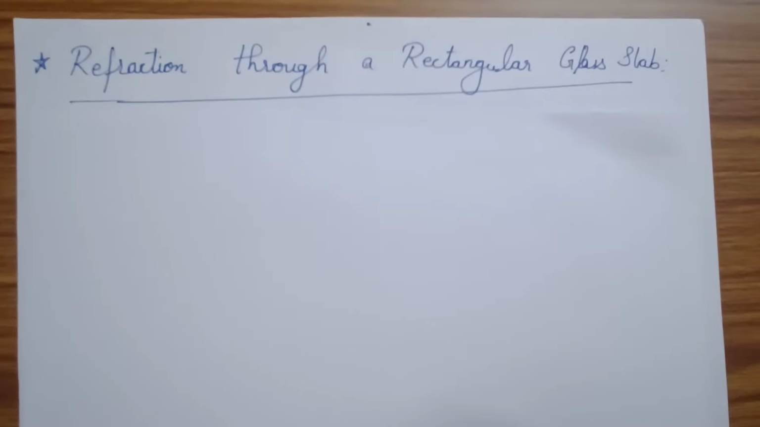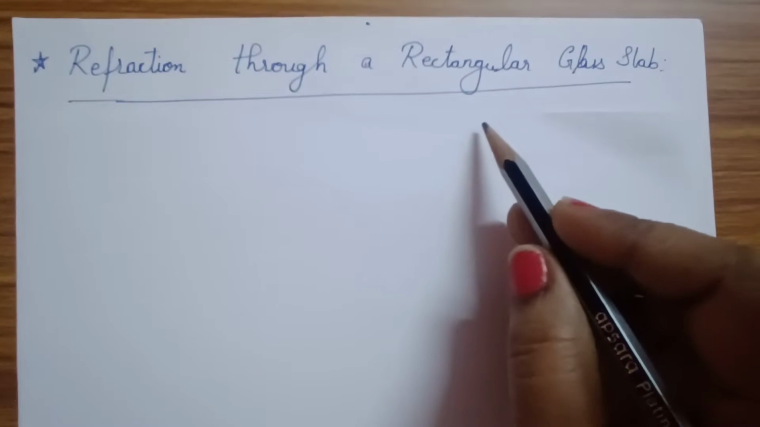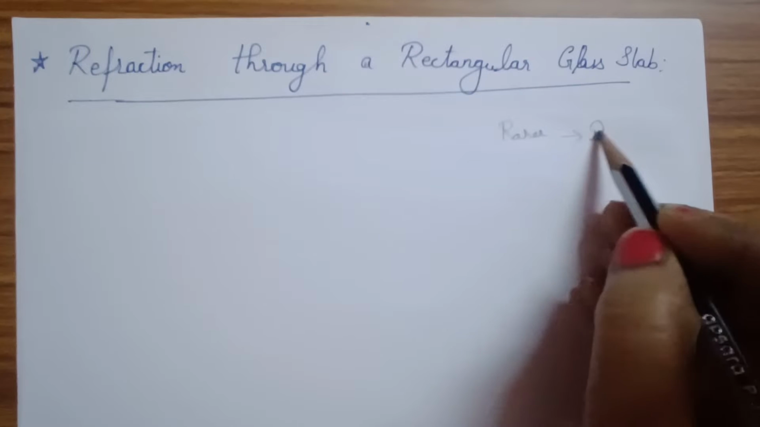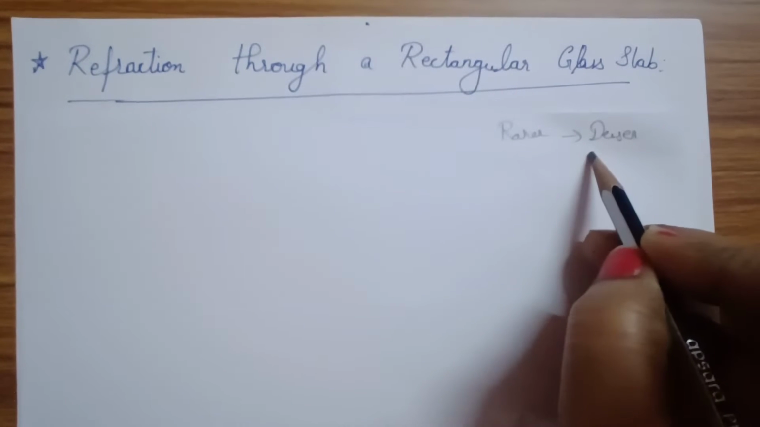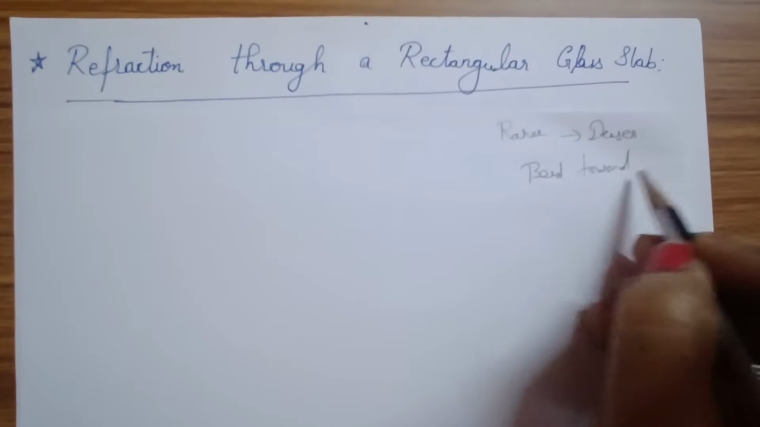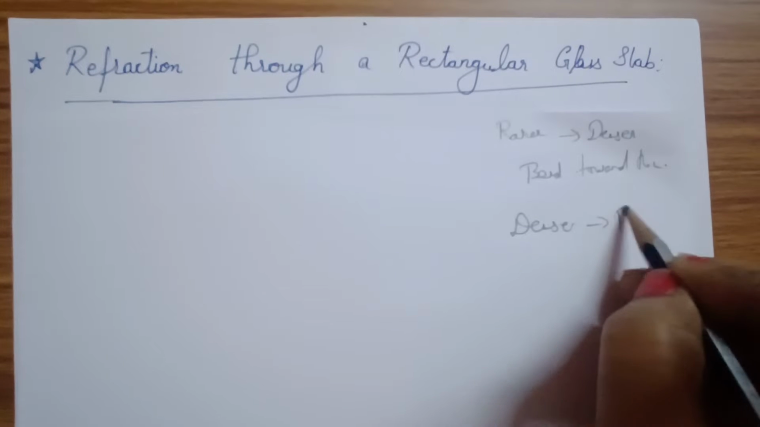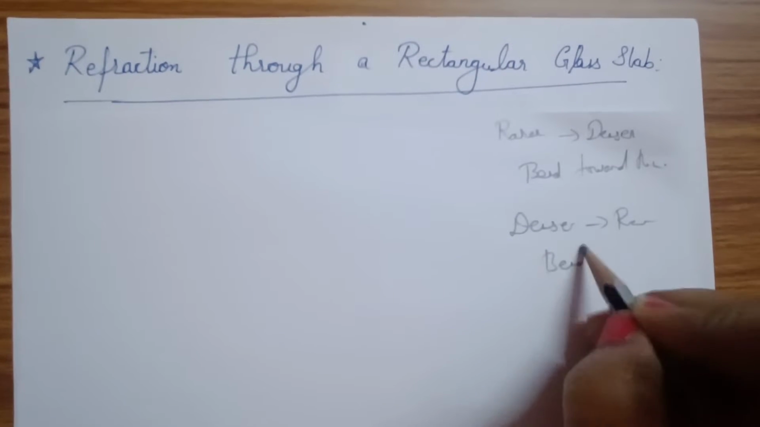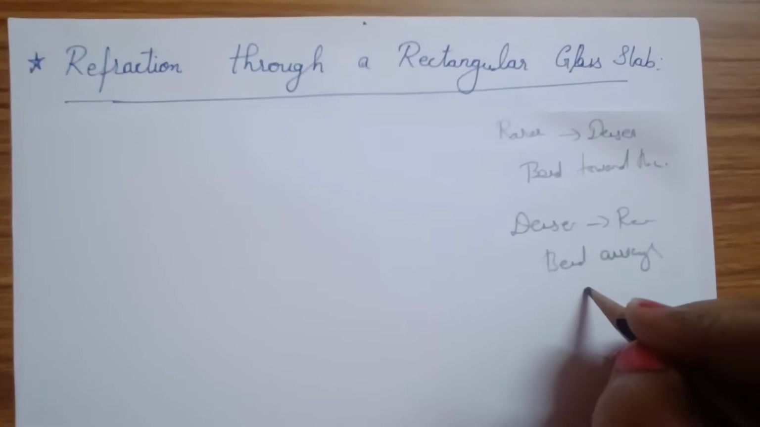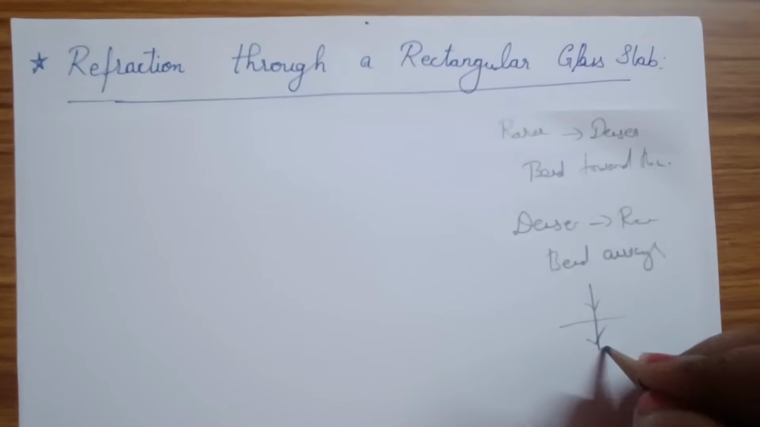Okay, so last class what we have seen, how the light bends when it passes from rarer to denser medium. When it passes from rarer to denser medium means what? It bends towards the normal, right? When light rays enter from denser to rarer, it bends away from the normal, right? And when it is incident normally, there is no bending of light. Refraction is taking place, but no bending of light is happening here.